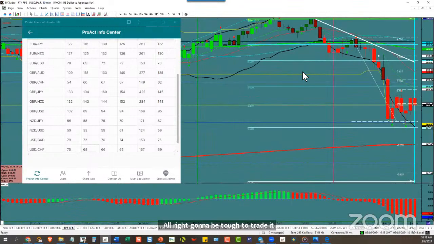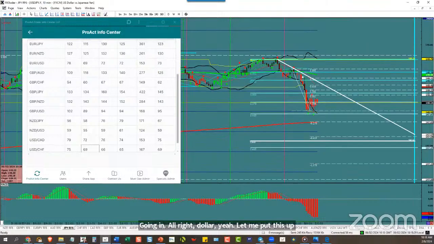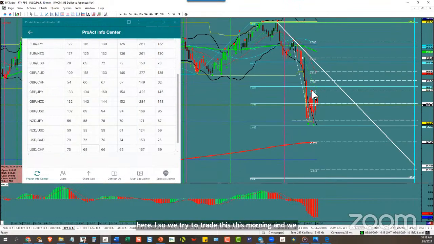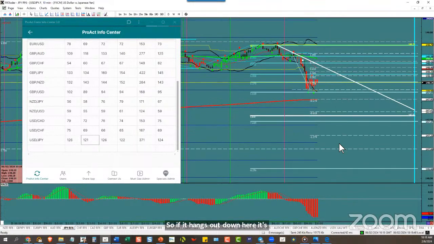Dollar yen. All right. Dollar yen. Let me put this up here. All right. So we tried to trade this morning, and we only got one little shot here. We may have somebody in it at the 382, but we don't have all of us in, so that's it. Our target is down here at 147.57 now. Now, tonight, it's got a big ATR, 121 pips. So if it hangs out down here, it's going 121 pips to the downside if the dollar goes down. That's 4 T30s. 1, 2, 3, 4. It's 120 pips. So look for it to come down into the 147 area, right in there. From there, that's a big opportunity, folks. So watch for it in the Asian market.